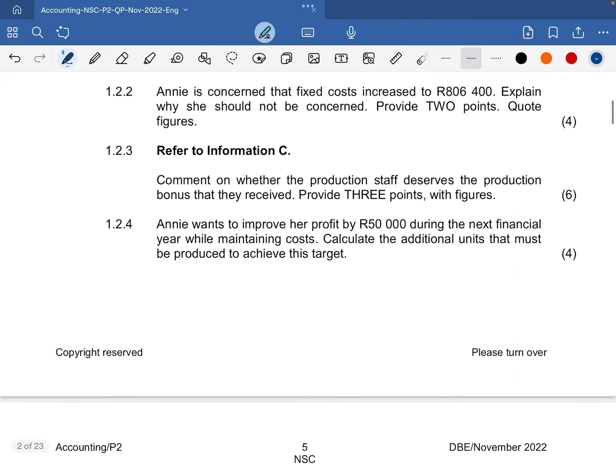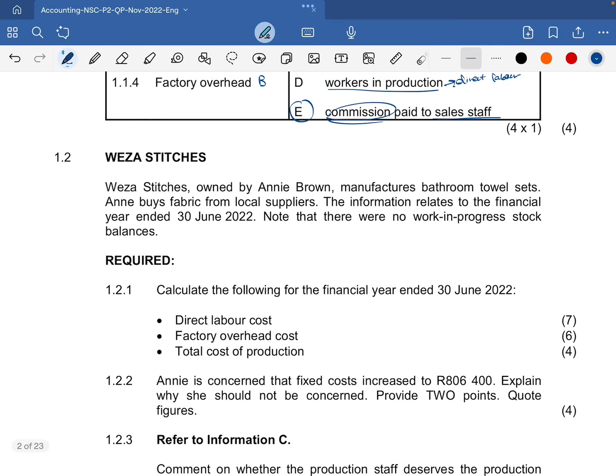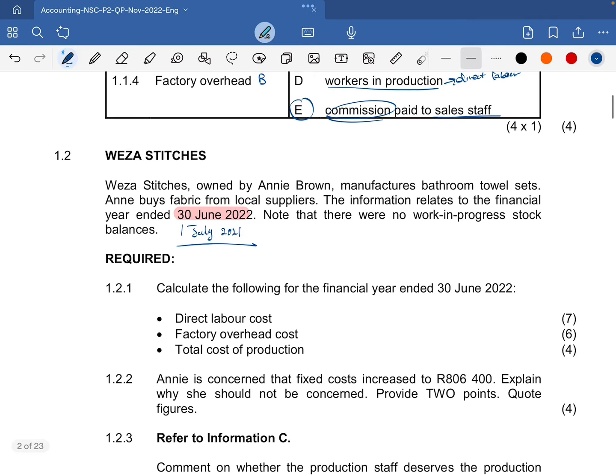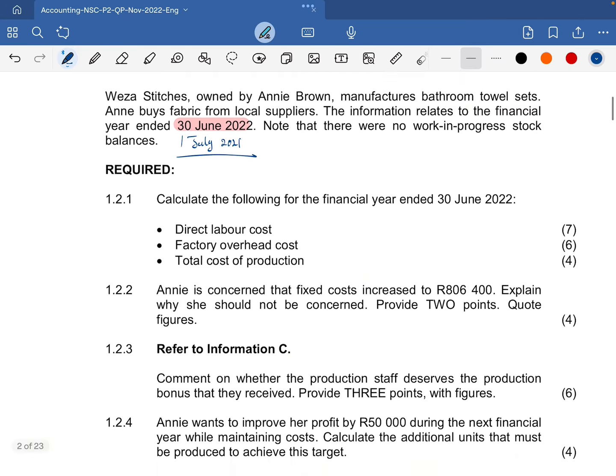Right. And now we're going to quickly move on to 1.2. So 1.2 says Weather Stitches. Weather Stitches, owned by Annie Brown, manufactures bathroom towel sets and buys fabric from local suppliers. The information relates to the financial year ended 30 June 2022. So it's important to note that the year began on the 1st of July 2021, just in case we are needed to draw a timeline or anything similar. And we need to note that there were no work in progress stock balances.